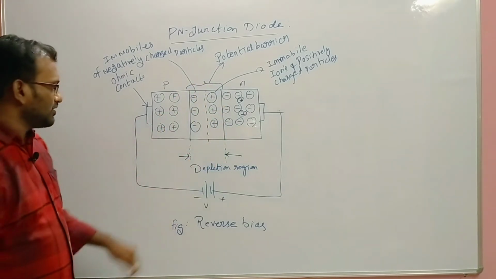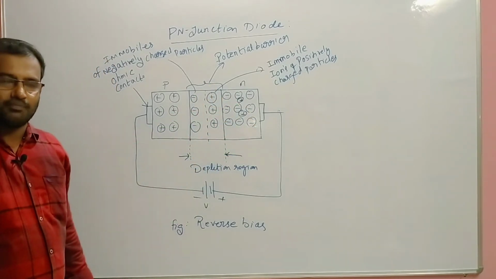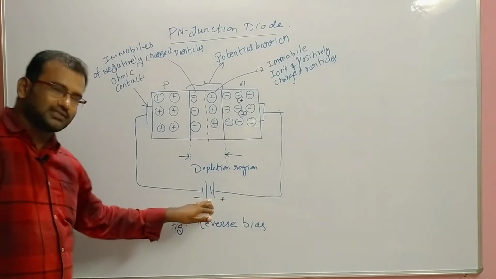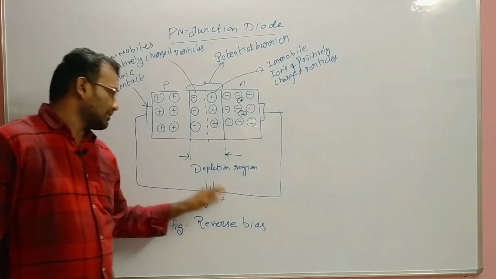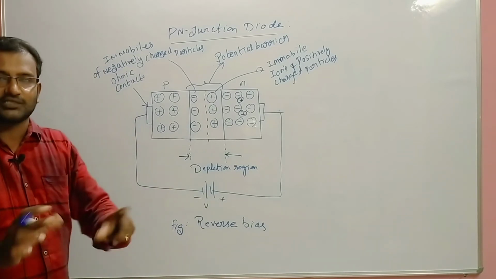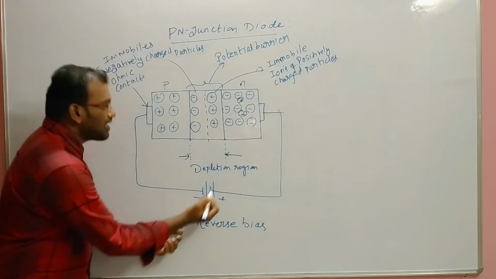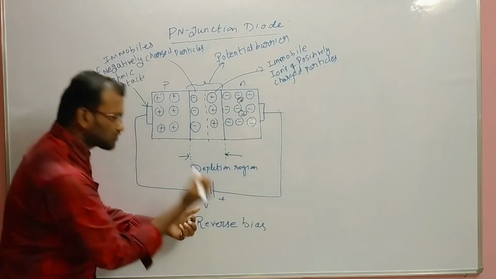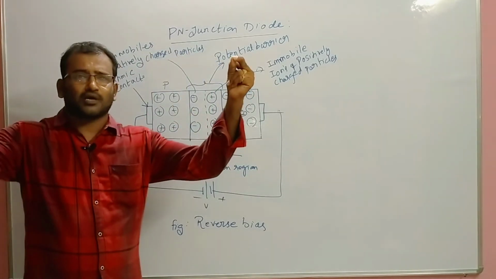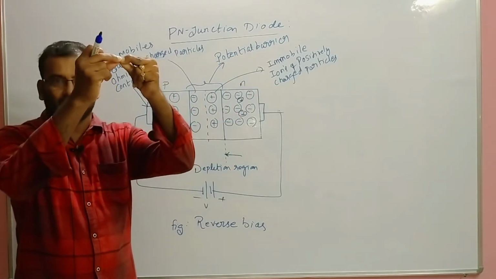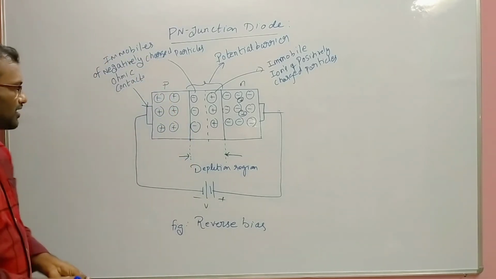Now I want current to flow in this circuit. In forward bias condition, we apply the positive terminal to the P type and the negative terminal to the N type. But here I have reversed the polarity. Here the P type is connected to the negative terminal and the N type is connected to the positive terminal. Generally, positive and negative terminals attract each other, and then only the current will flow. But here, what will happen?